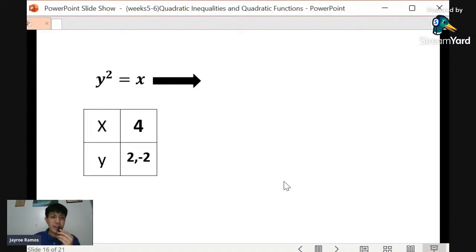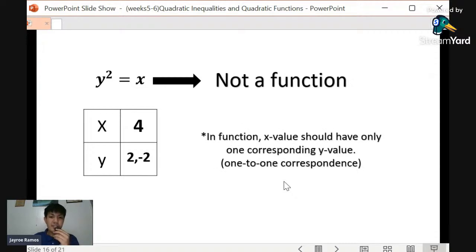Ngayon, kapag yung x value, katulad ng equation na to, y squared is equal to x, makinig po ha, kapag ang x value ay nakapag-produce ng dalawang magkaibang y value, that is not a function. It is not a function, okay? Hindi po pwedeng mag-produce ng dalawang y value. Kailangan kapag may isa kang x value, dapat isang y value din ang mapuproduce natin. Okay? In function, x value should have only one corresponding y value. Isa lang. Kapag dalawa na yung na-produce na y, gamit ang isang x value, it's not a function.